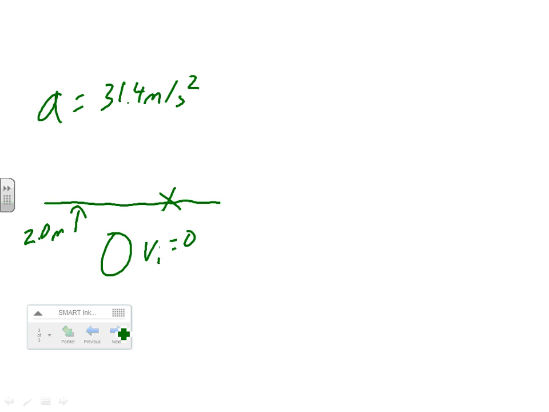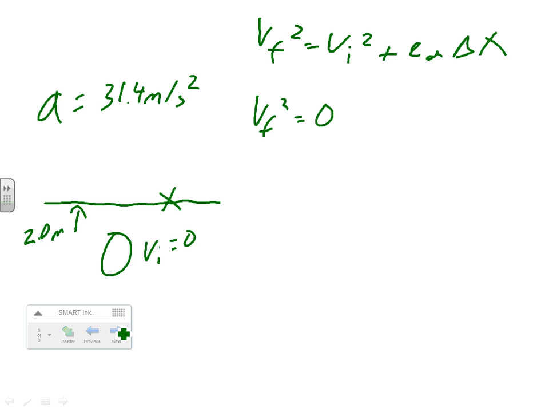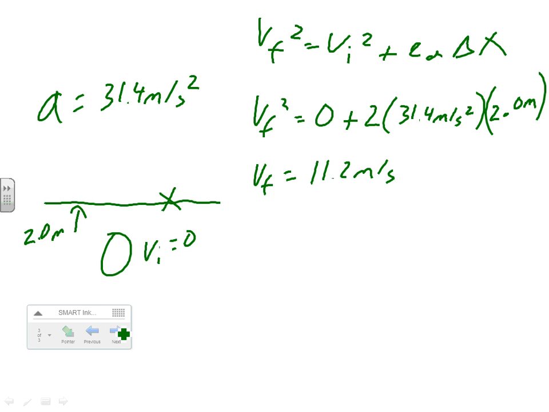To do that, we're going to use VF squared equals VI squared plus 2A delta X. And we're going to say VF squared equals our initial velocity of 0 squared, plus 2 times our acceleration, 31.4, times our displacement, 2 meters. Solve that out for VF. We end up with a final velocity of positive 11.2 meters per second.